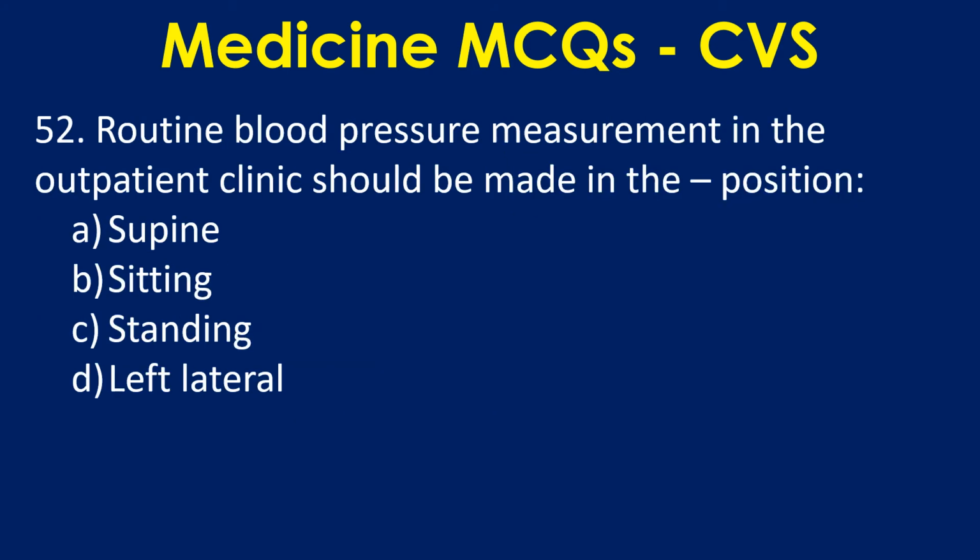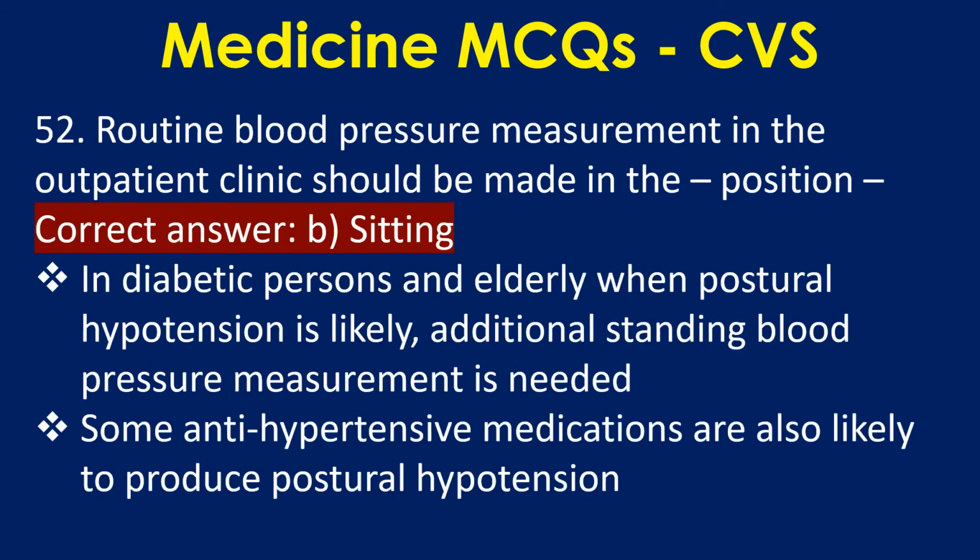Routine blood pressure measurement in the outpatient clinic should be made in the dash position: A. Supine, B. Sitting, C. Standing, D. Left lateral. Correct answer B. Sitting. In diabetic persons and the elderly, when postural hypotension is likely, additional standing blood pressure measurement is needed. Some antihypertensive medications are also likely to produce postural hypotension.